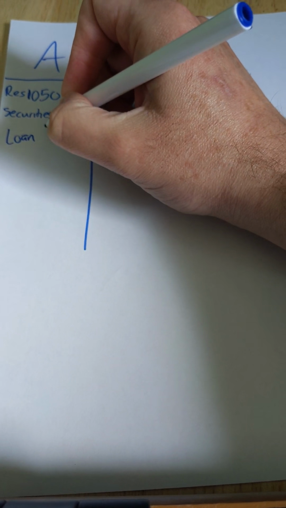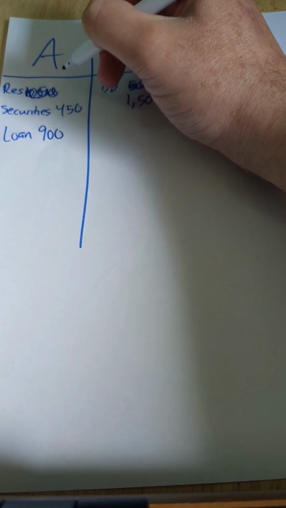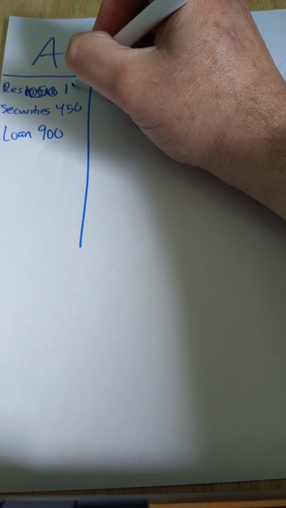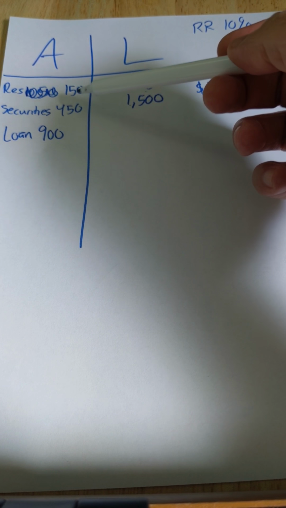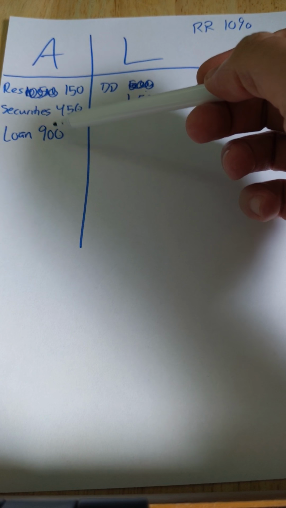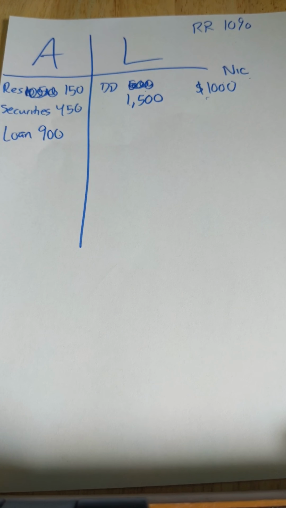So they loaned $900, and then this becomes a $150. And it's a good idea to occasionally just check and make sure you still balance. 450 and 150, 600 plus 900 is 1,500, 1,500. Good. Outstanding.